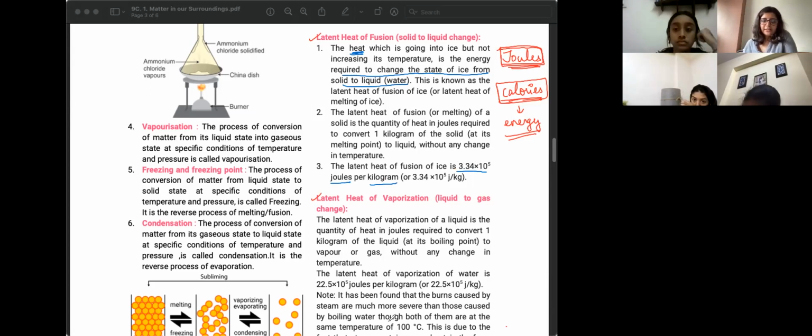If you're writing the definition, this is the formal definition. Latent heat of fusion is the quantity of heat in joules required to convert 1 kilogram of the solid at its melting point to liquid without any change in the temperature. For vaporization, the definition remains exactly the same: the quantity of heat in joules required to convert 1 kilogram of liquid at its boiling point to vapor or gas without any change in the temperature.